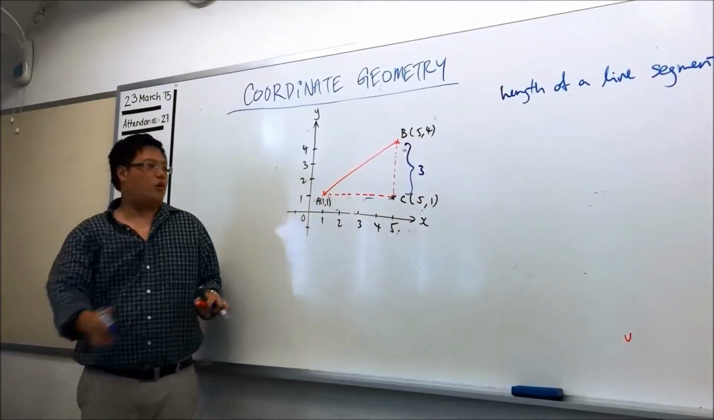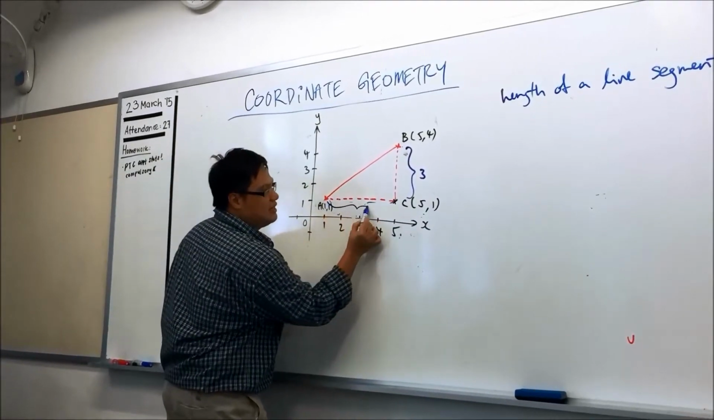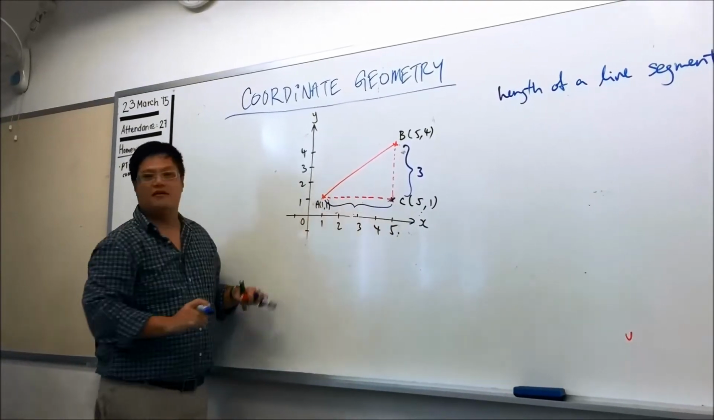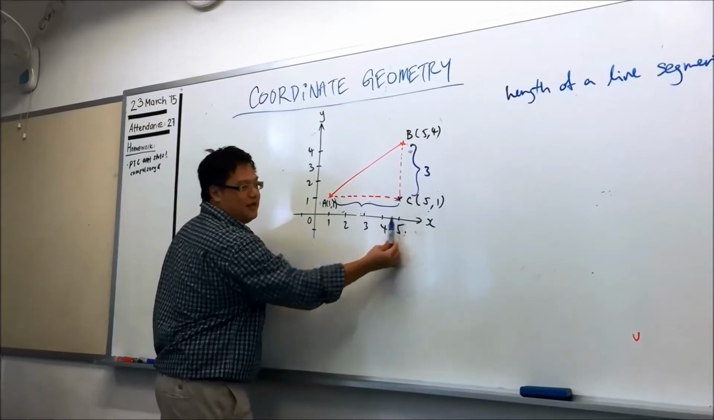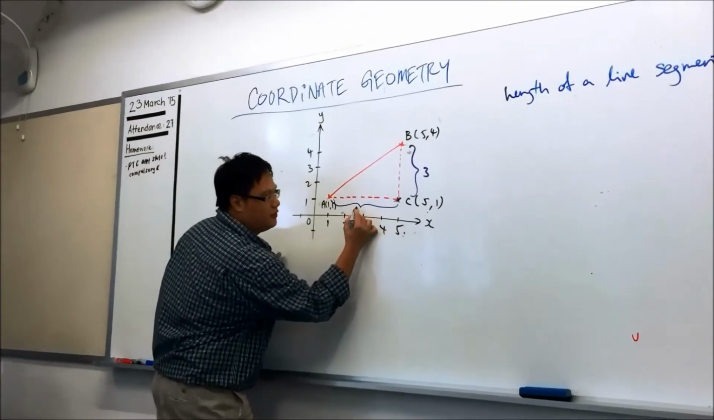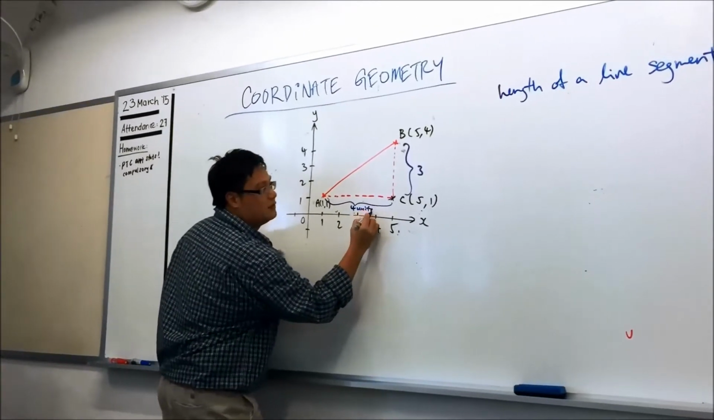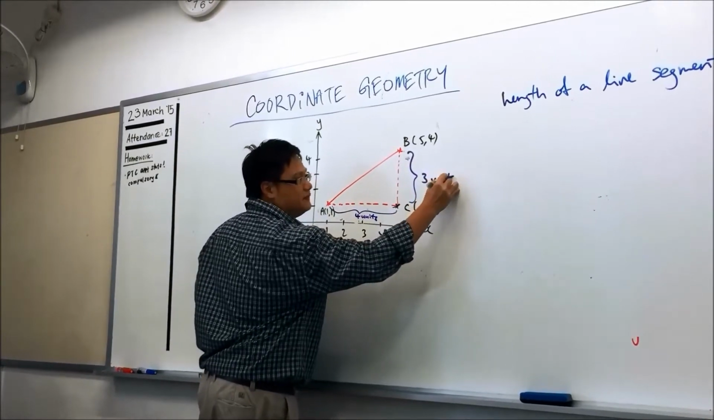So what is the length of AC? How do you get 4? 5 minus 1. So this is 4 units. And this is 3 units.